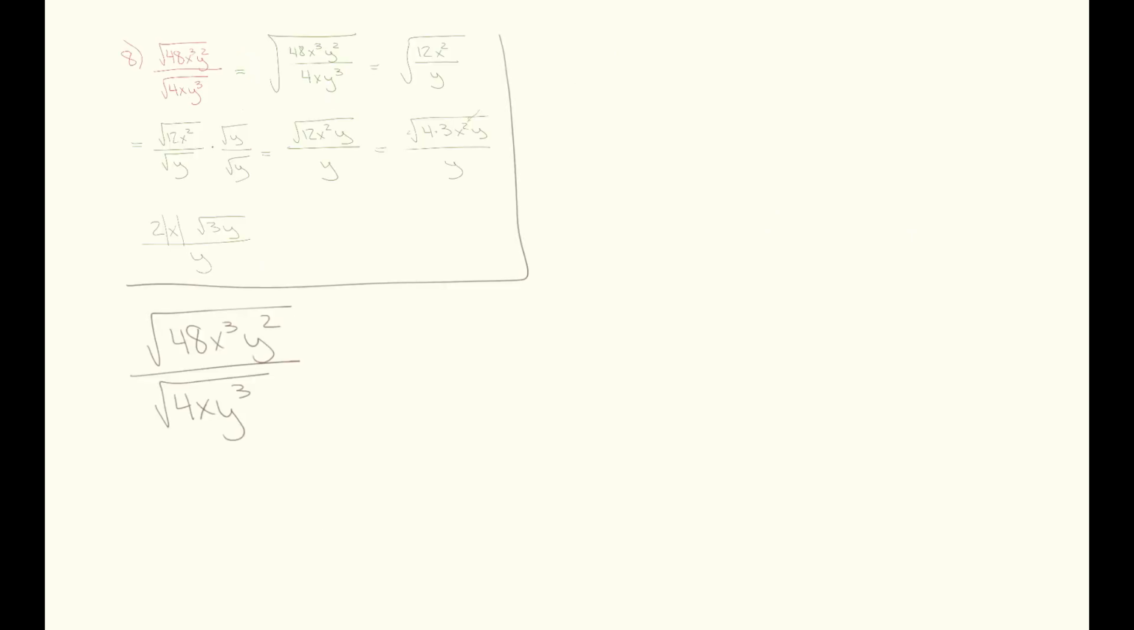The way to do this problem, if you wanted to, is to simplify first. So the square root of 48 would be 16 times 3. And the square root of 4 is 2. We can't do anything with the x. 2 can go into 3 one time with 1 left over.